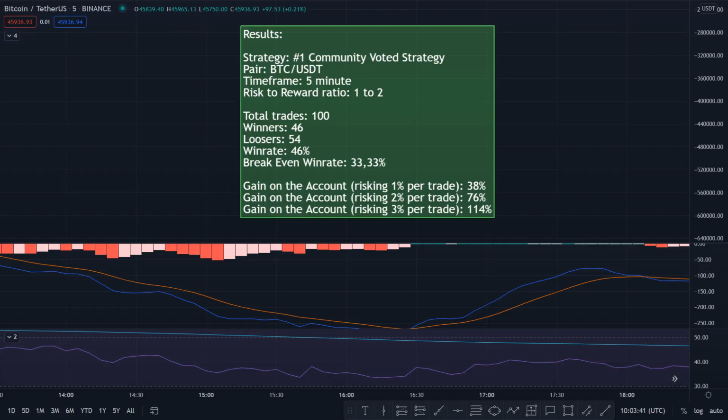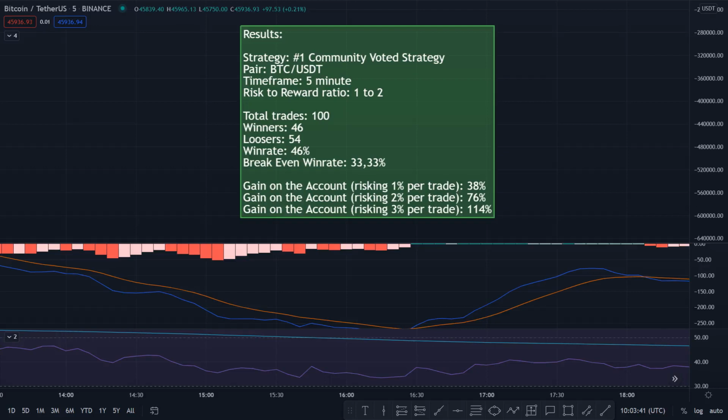And the results are in. After 100 trades on the Bitcoin USDT pair using the 5-minute time frame with a risk-to-reward ratio of 1:2, we had 46 winners and 54 losses. That brings us to a 38% gain on the account, risking 1% per trade. But if we would have risked 3% per trade, the strategy would have made a 114% gain on the account over 100 trades.